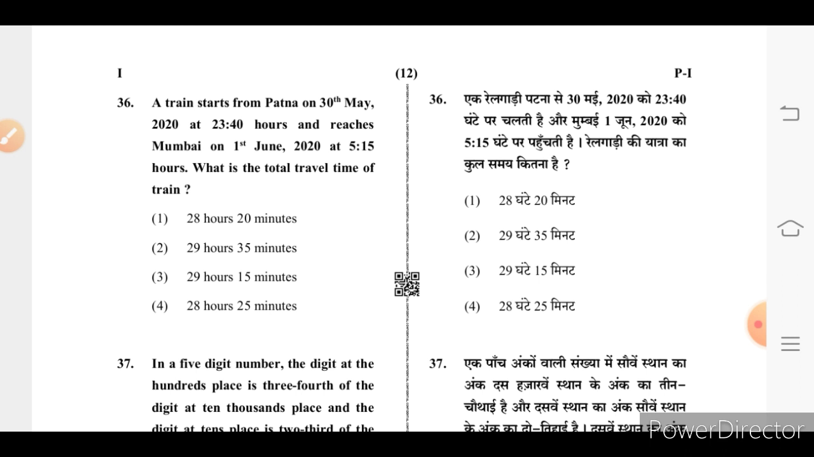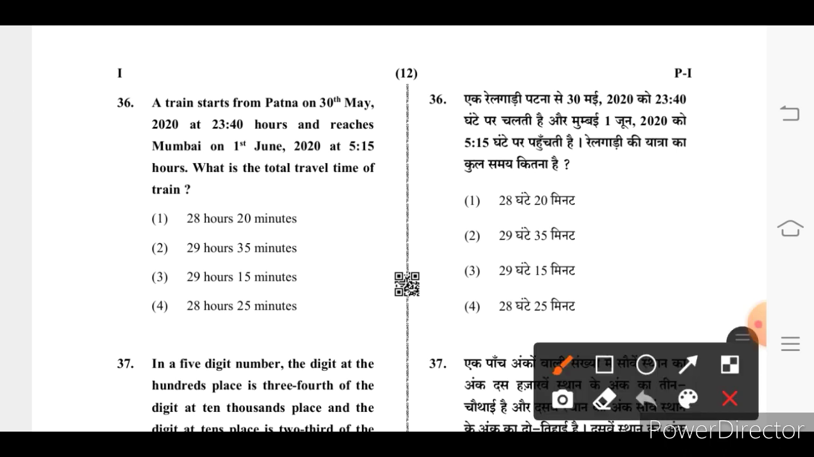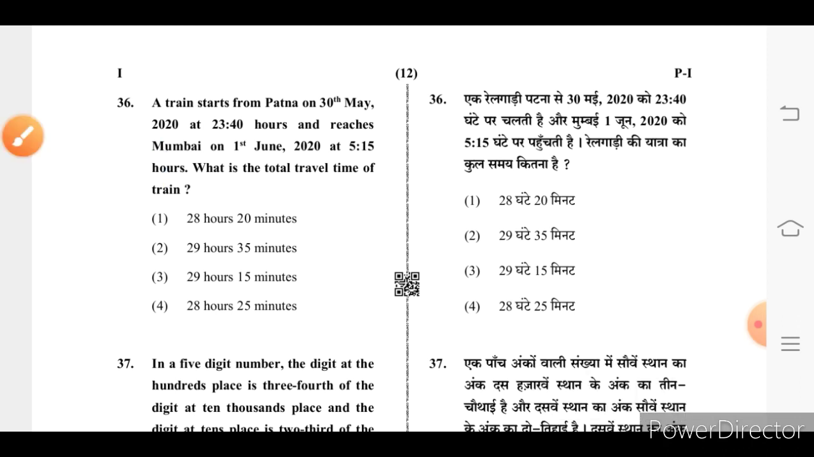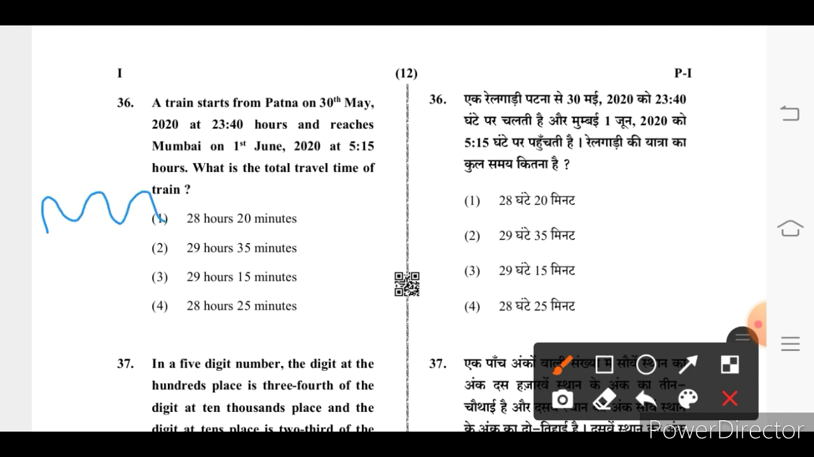Next question. A train starts from Patna on 13th May 2020 at 23 hours 40 minutes and reaches Mumbai on 1st June 2020 at 5:15 hours. What is the total travel time of the train? How many days do we have in May? We use fingers to count this type of question, the days of months. January, February, March, April, May. In May we have 31 days.